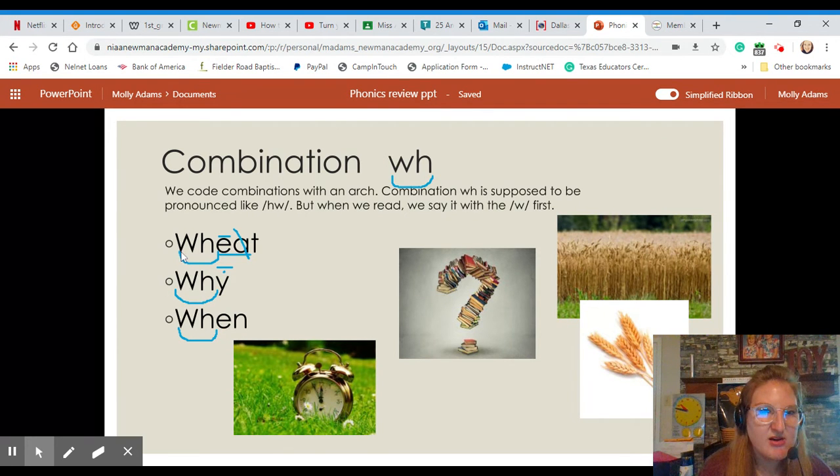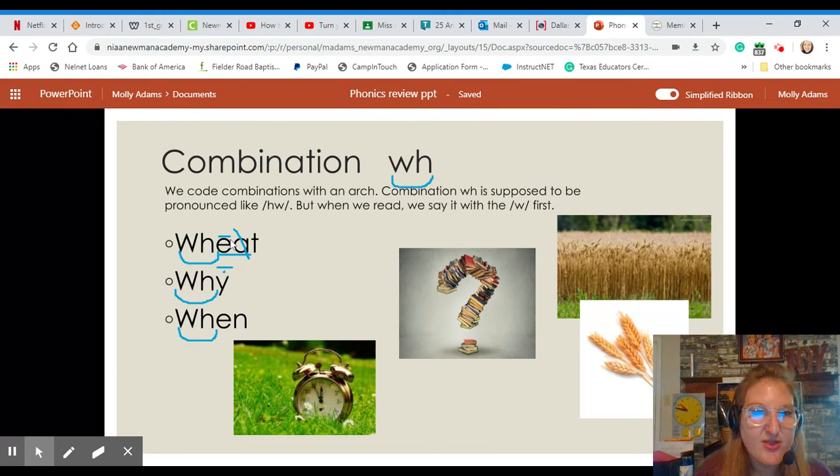So our first word is wheat. So remember our letter combination, our WH, we arc our combination, and then we look for anything else that needs to be coded. I see a digraph. So remember our EA digraph? We have to underline our digraph because a digraph is two letters that makes one whole new sound.